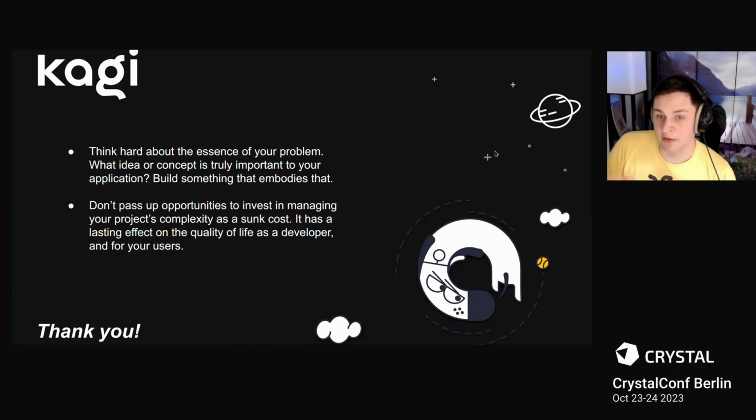And that's about it. So if I had some advice, it would be, think hard about the essence of your problem and what idea or concept is truly important to your application, and build something that just embodies that. And don't pass up opportunities to invest in managing your project's complexity as a sunk cost, because it has a lasting effect on the quality of life as a developer and for your users. So yeah, thanks. I'll be happy to take any questions.